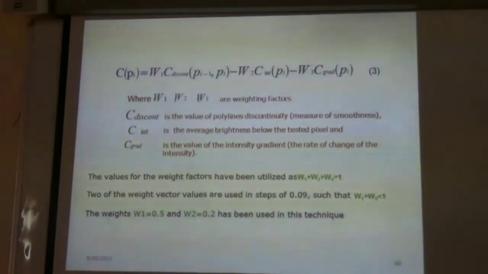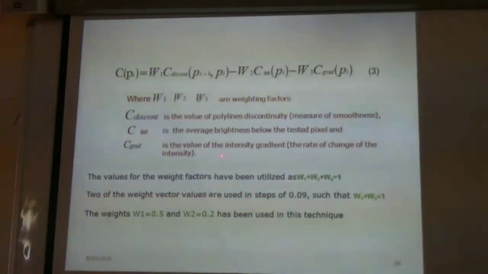Not only this, you have to determine the average brightness below this tested pixel. What is that average brightness below the tested pixel? I'll tell you that. Then C grade is the value of the intensity gradient, where the rate of change of intensity is measured. I'll show you a sample with this.